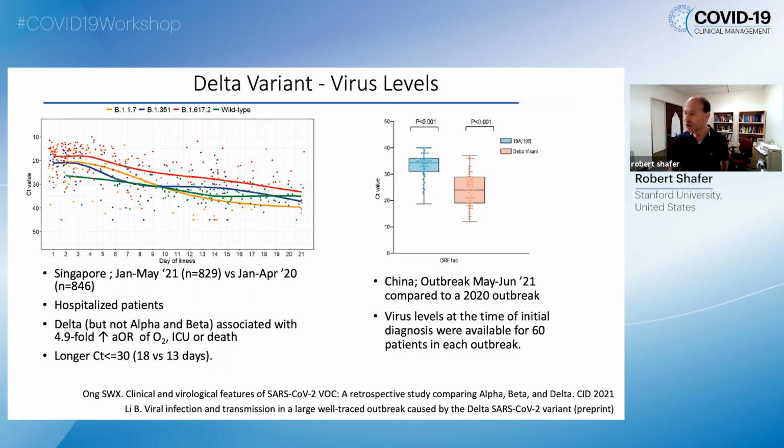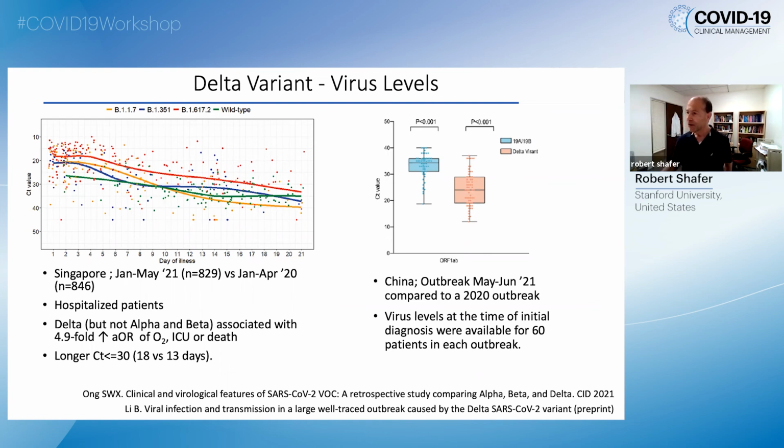The study also showed that the CT values were significantly lower, meaning the patients had higher virus loads than those of other contemporaneous variants, as well as variants isolated in 2020. And the plot is shown at the left.